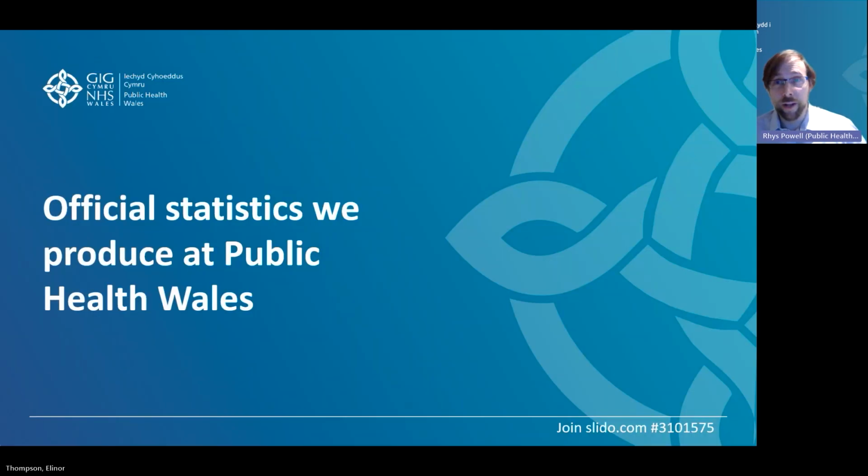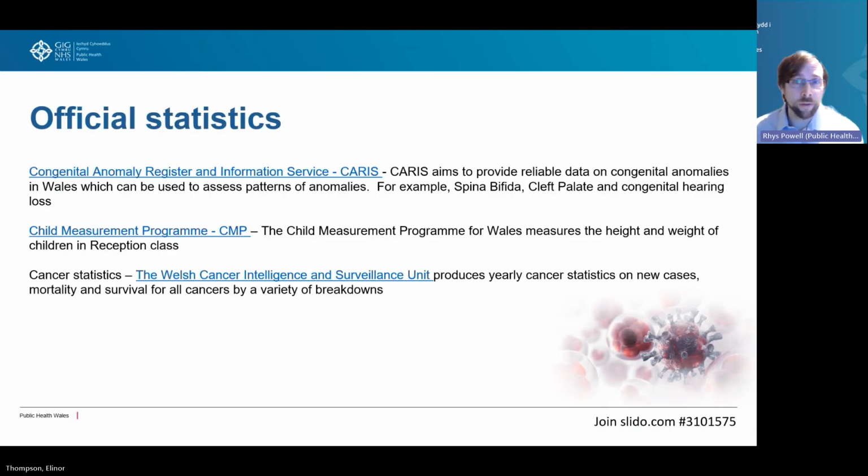Seeing as this is an ONS talk, I thought I better chuck in some official stats so they won't invite me back again. This is just a few that my team are involved in the production of. First up, we have the Congenital Anomaly Register. This is a register that provides reliable data on congenital anomalies, things like spina bifida, cleft palates, and congenital hearing loss. There's the Child Measurement Programme, a programme that measures the height and weight of children in reception class each year. And last but not least, the Welsh Cancer Intelligence and Surveillance Unit, who produce the official statistics for yearly cancer, things like new cases, mortality, and survival.